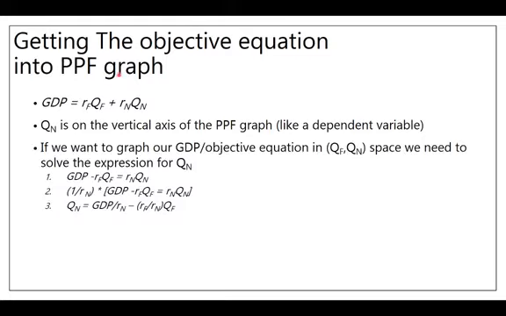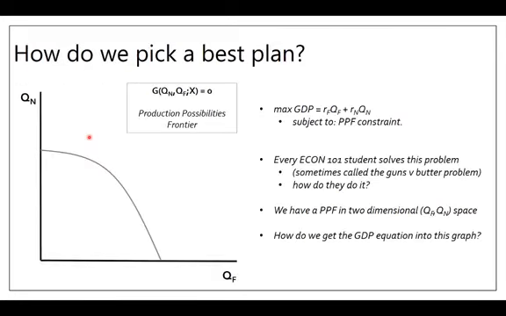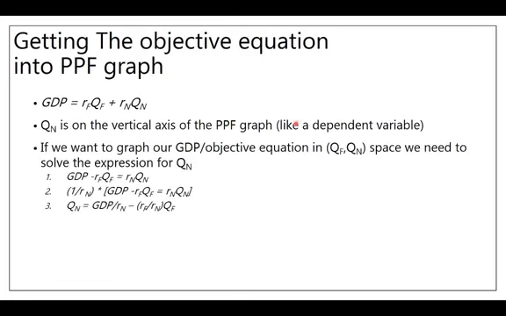So if we want to get that on the production possibilities graph, we need to rewrite the GDP equation. If we jump back to our production possibilities frontier, QN is on the vertical, so we need to get it on the left-hand side, like a dependent variable of an equation. And so if we want to graph it, that's how we need this to look. What you could do is just take this GDP equation and solve it for QN. I think you can follow the steps 1, 2, 3 in here. And 3 is what it looks like. So QN is equal to GDP divided by RN, minus the price ratio, RF divided by RN, times QF.